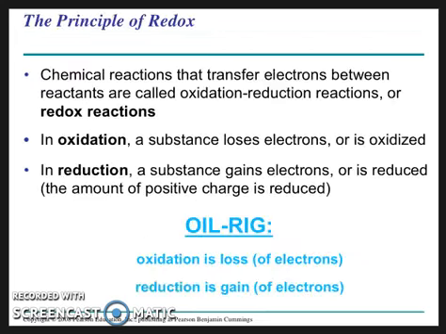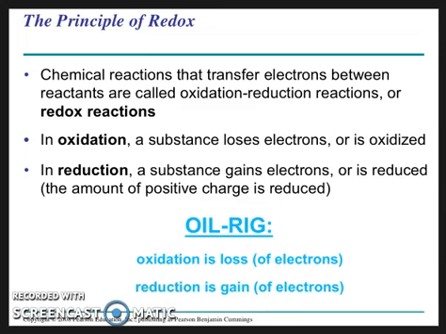We're going to create a different form of energy, a form of energy that cells can use. Okay, so chemical reactions that transfer electrons between reactants are called oxidation reduction reactions, or we call them simply redox. Okay? In oxidation, a substance is going to lose electrons. So whichever reactant is losing the electron is the one that is oxidized. It gets oxidized. In the reduction portion, whichever reactant gains electrons is considered to be reduced. It has less of a positive charge, so it's been reduced. Its positive charge has been reduced.